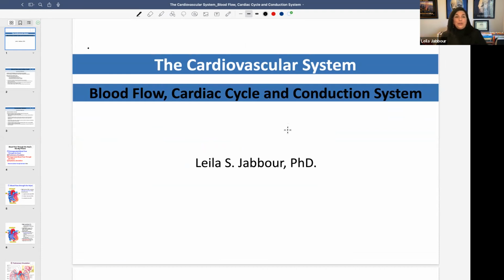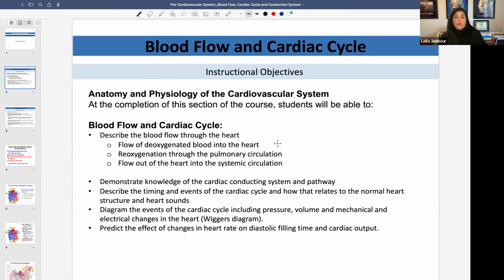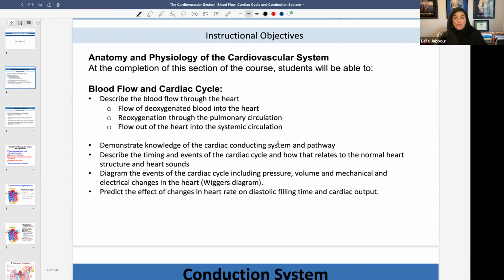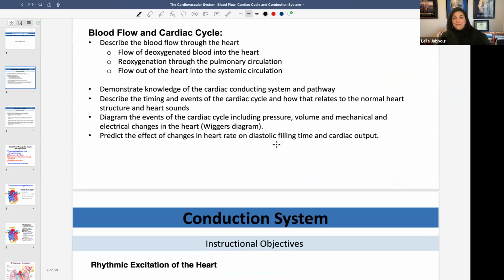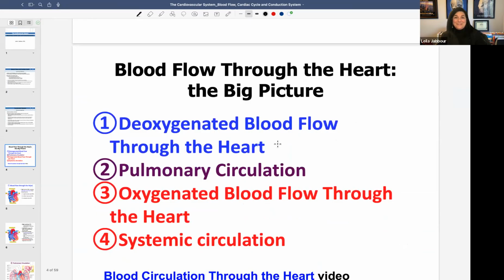Hello. This lecture follows the heart anatomy lecture, and this lecture will cover the topics of blood flow through the heart, the cardiac cycle, and the conduction system. The next couple of slides are listing the instructional objectives, and I highly recommend you use those as your study guide. So let's get going on the blood flow.